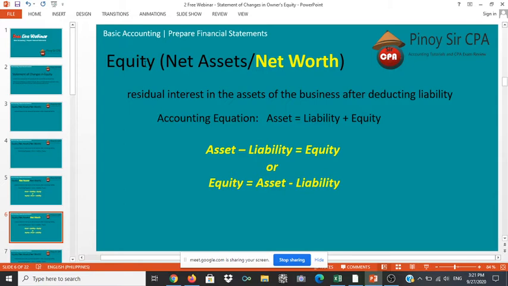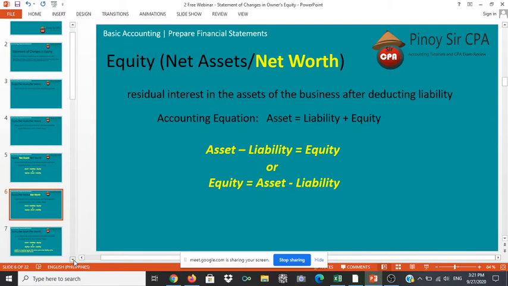Okay? So, what I'm pointing, class, is that if we are to sell our business, the best price to base and start with will be the equity or the net worth of the business. Okay? Gets po ba yun? Clear po ba yun? Okay.